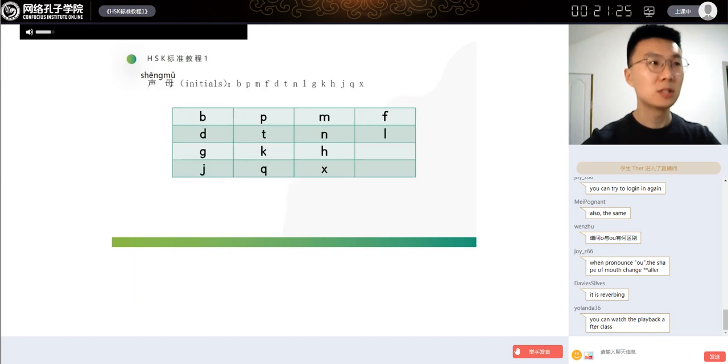Now let's go to 声母, initials. Today we will learn 14 声母, 14 initials. First, please listen to me. In order to make each pronunciation easier to recognize, I will add a vowel after each initial. Listen to me. You can try to read after me.